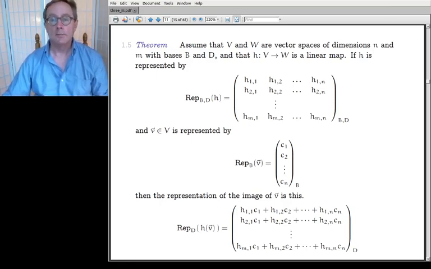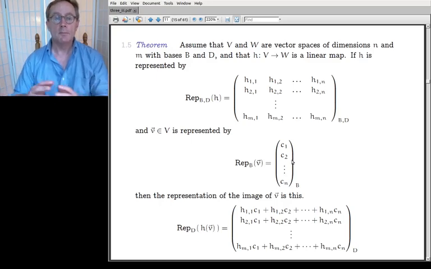So here's the theorem that we just practiced with. If you have the representation of the map and the representation of the vector, then the combinatorics, the way that the parts put themselves together, is you take the row here and combine it with the column there using the dot product operation, and you get that first entry. You take the second row, combine it with the single column, you get the second entry.